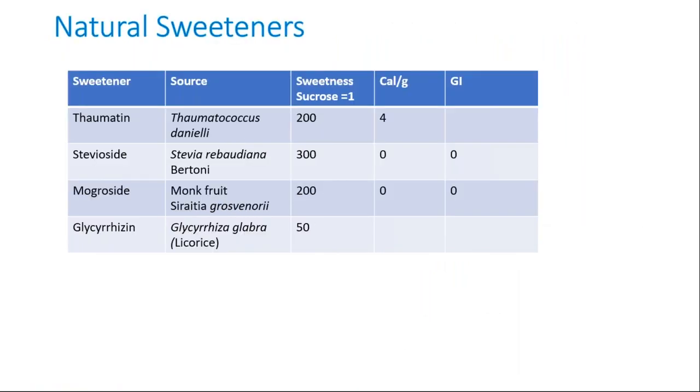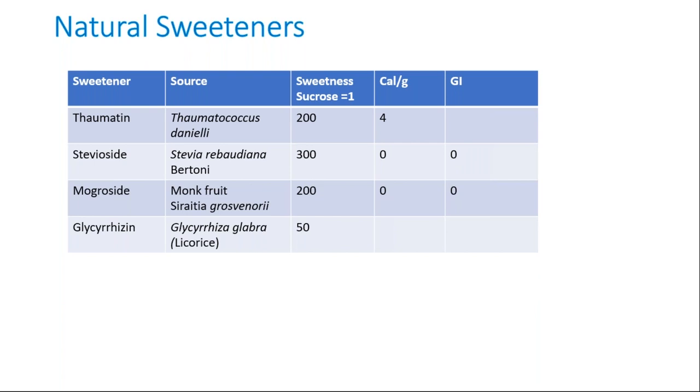And then we come to the natural sweeteners. Thaumatin is a protein obtained from an African plant, Thaumatococcus danielli. Its sweetness is 200 times that of sucrose, and it has a calorific value of 4 calories per gram because thaumatin is a protein. We know that all proteins contribute 4 calories per gram.